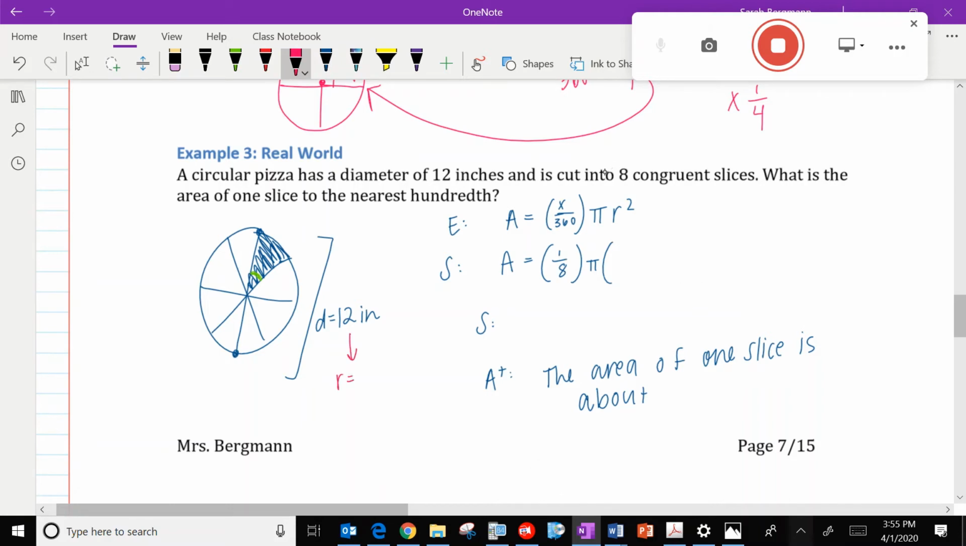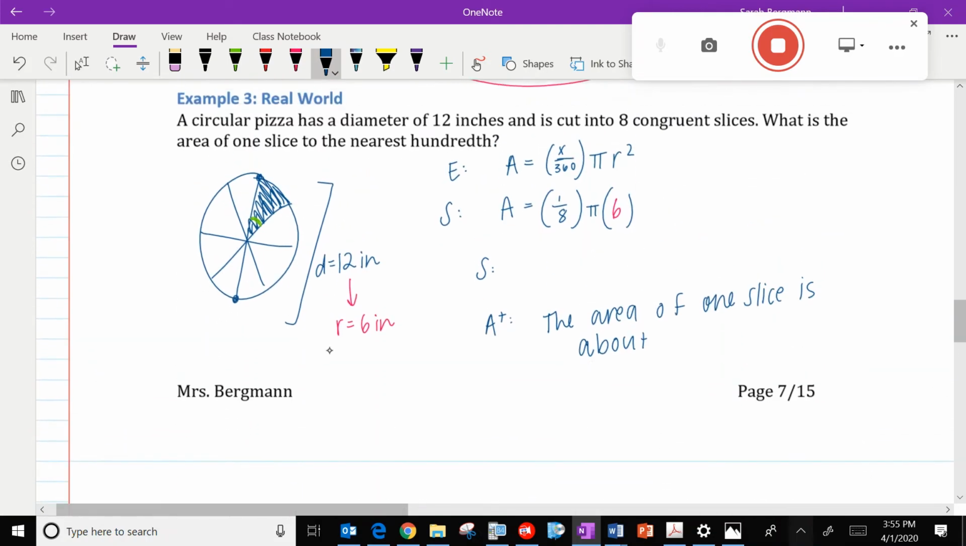So remember, the radius is half the diameter, so the radius on this is 6 inches. Now, we can simplify this first. So we have 1/8 times pi times 36, which gives us 36 pi over 8, or 4.5 pi would be the exact answer.